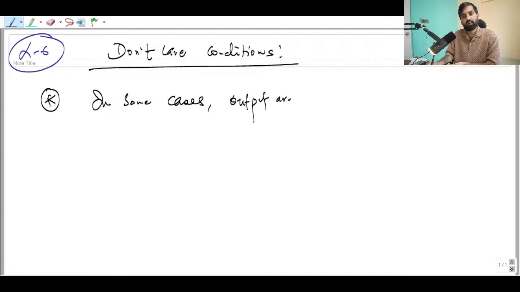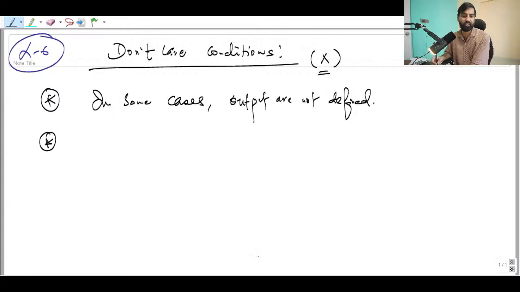In some cases outputs are not defined, and we don't care about whether the logic is going to produce 1 or 0, right? So we will represent them with the help of this kind of symbol. This cross means don't care, right? So we have to fill the cells with the help of these crosses, okay? Because we are not sure whether the logic produces 0 or 1.